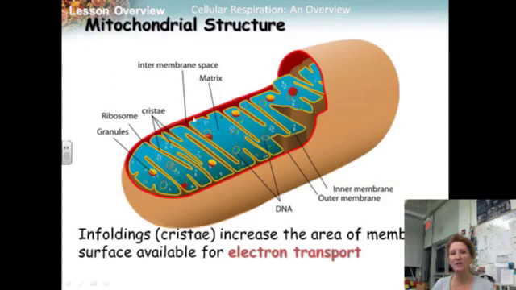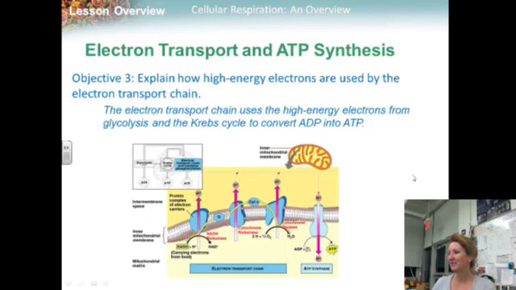So the inner foldings of the cristae, the reason that happens, why it's all bunched up in there like that, is because of membrane surface availability. The more it can squish up in there, in a ball, whatever, the more electron transport chains you have going on in there. So it doesn't happen in one spot, it happens all over the mitochondria cristae inner membrane. Hey, cool, huh? So, objective 3 was explain how high energy electrons are used by the electron transport chain.